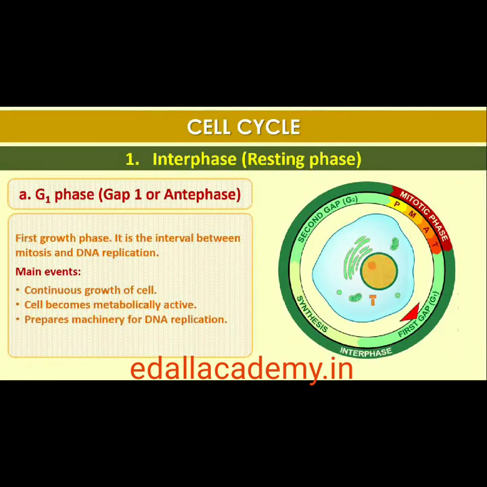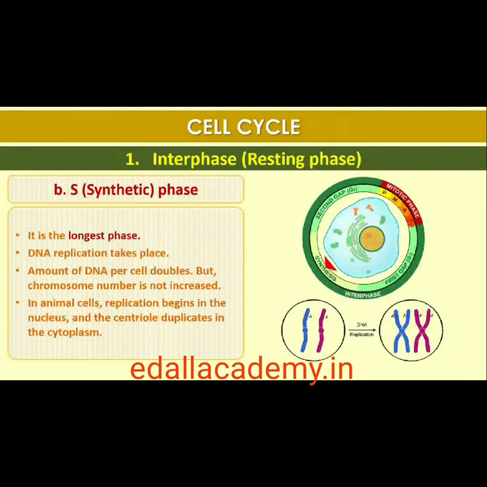G1 phase corresponds to the interval between mitosis and initiation of DNA replication. During G1 phase, the cell is metabolically active and continuously grows but does not replicate its DNA. S phase, the synthesis phase, marks the period during which DNA synthesis or replication takes place. During this time, the amount of DNA per cell doubles.